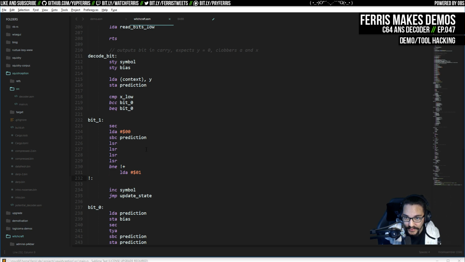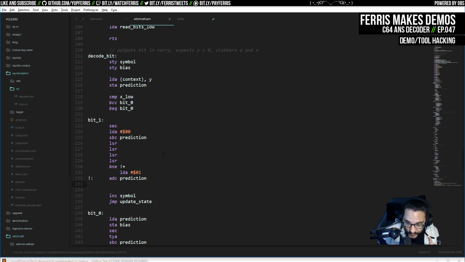And then we need to add that to the prediction. We know the carry's clear because there's no way that the carry survived this, and then the carry is definitely not going to survive this. And when we loaded this, yeah, our carry is definitely clear, so we can just do add with our context here. In fact, again, we can actually just do prediction. And now we have the final prediction in the accumulator.